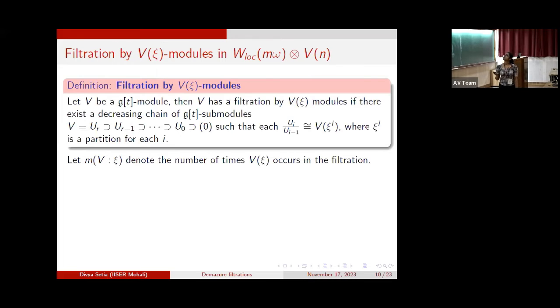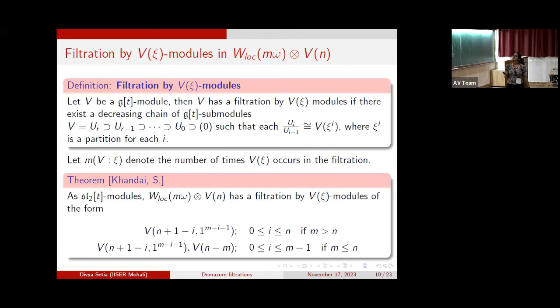Next we study how to create a filtration in the tensor product of a local Weyl module with an irreducible module. I have defined a notion which is called filtration by Demazure modules, which is a CV module. If you have any g[t]-module, then there is a decreasing chain of g[t]-modules such that each quotient becomes isomorphic to a certain CV module. And m_{Demazure} will denote the number of times each CV is occurring in the filtration.